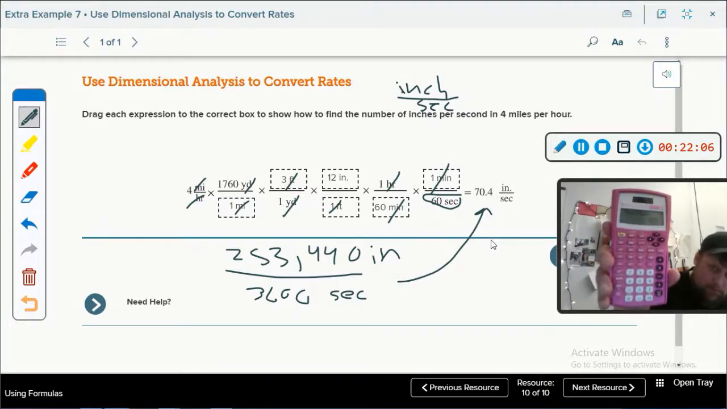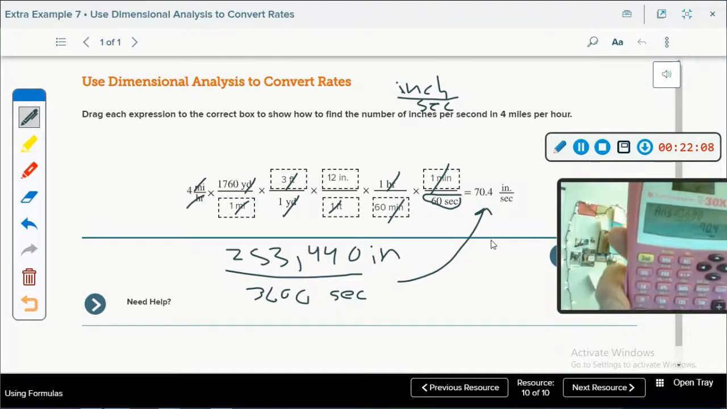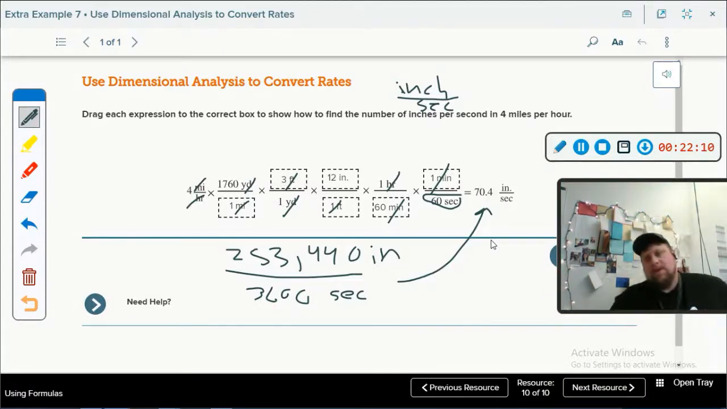See? Boom. You see that? 70.4 inches per second. So, this is dimensional analysis. It takes some getting used to. You're going to have some problems working on this.